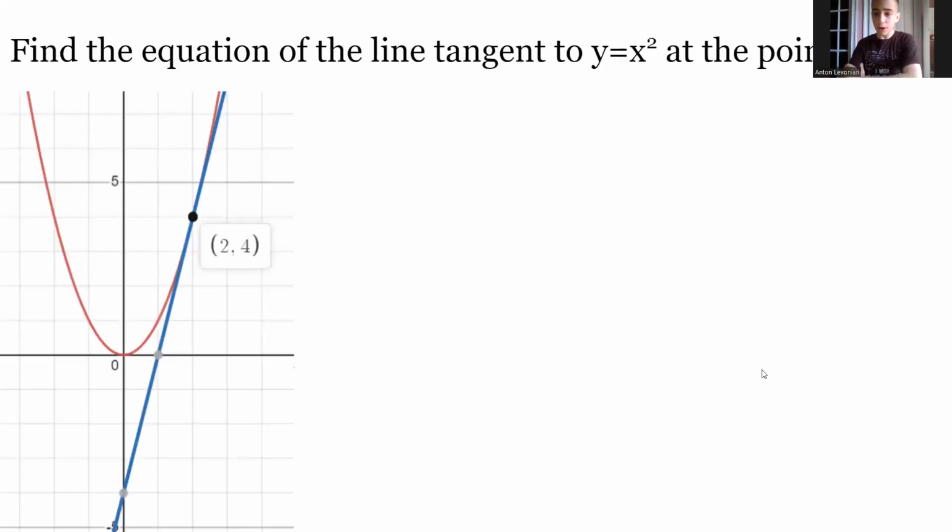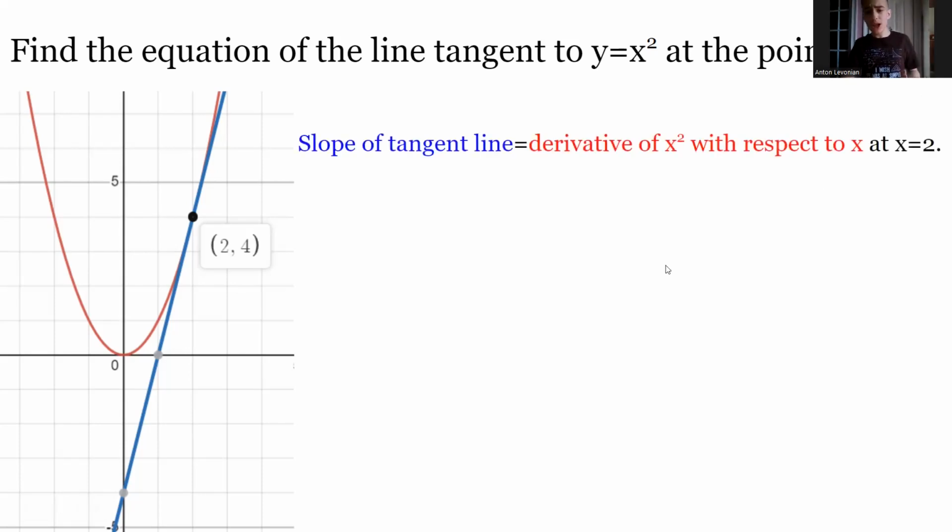So another thing we can do is not just find the slope of the tangent line, but we can find the equation. Once again, if we know the slope of the tangent line and we know one point that it passes through, then we can use the point slope form to find the equation of the line. So at the point (2, 4), there's a line that is tangent to this parabola, y equals x squared. And by the way, (2, 4) does lie on the parabola because 2 squared equals 4. So we have to find the equation of the line that is tangent to y equals x squared at this point (2, 4).